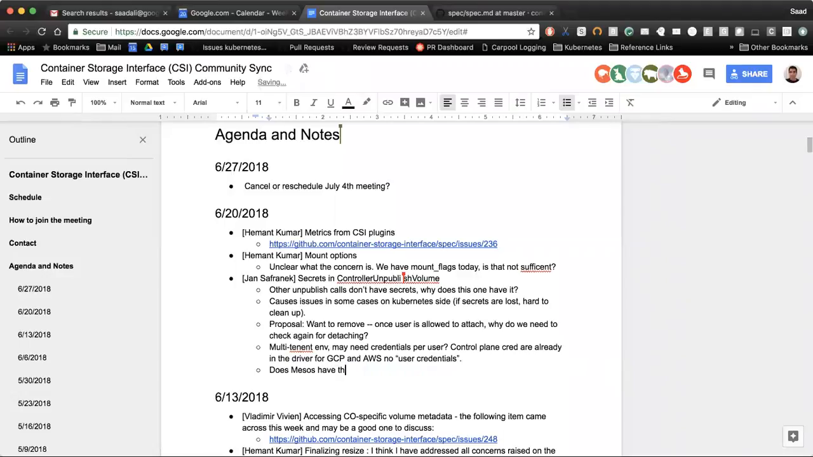Can you say again? Do you have the issue of potentially losing your secret after you complete the controller publish, and then at some point when you want to do a controller unpublish, you don't have the secret available and are unable to complete the controller unpublish? Do you have any case?